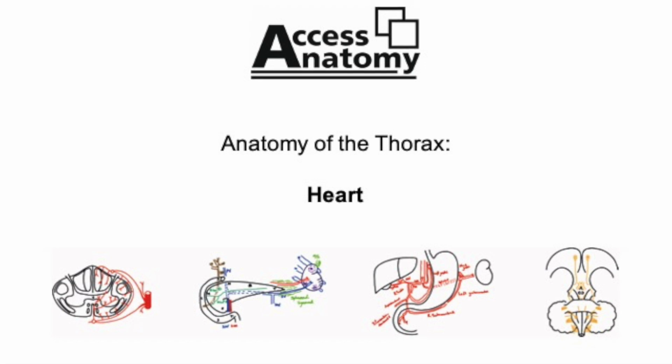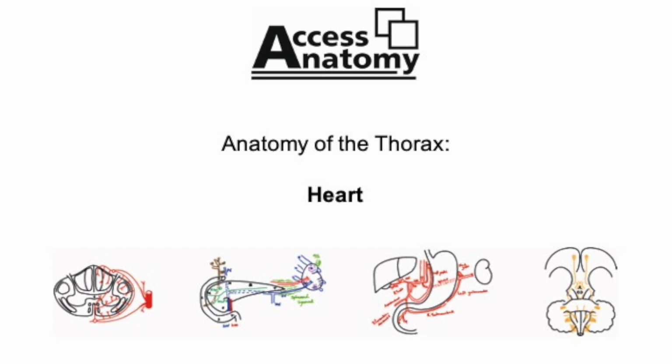The inferior or diaphragmatic surface sits on the diaphragm and is formed mainly by the right ventricle and part of the left ventricle. So now let's look at the borders of the heart. The right border is formed by the right atrium and runs between the 3rd and 6th costal cartilages, 2 centimeters to the right of the midline.